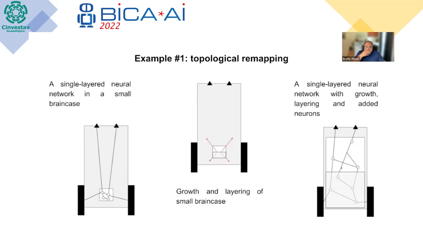And then in the third example, we have this layered network where we have two layers where the network is doing different things here. And we're still going between the sensor and effector, but it's a much more complicated mapping. And we're adding neurons in here. And so we're able to build complexity in that way.